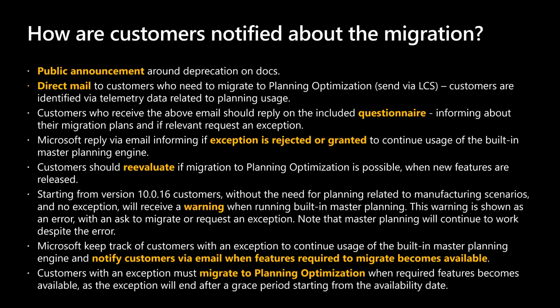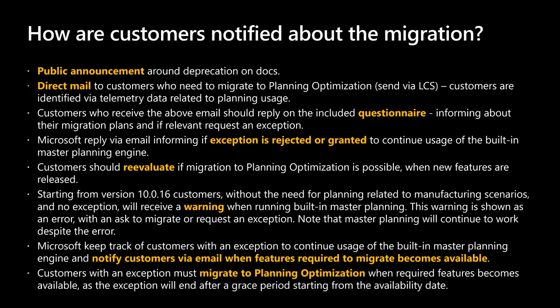So once an exception request is submitted, we will reply over email to the email provided in the questionnaire, whether it's rejected or granted, and we will have some follow-up. And then basically, all customers should reevaluate if migration is possible when new features are released, in case they got the exception. We will also notify customers once the pending features are available.